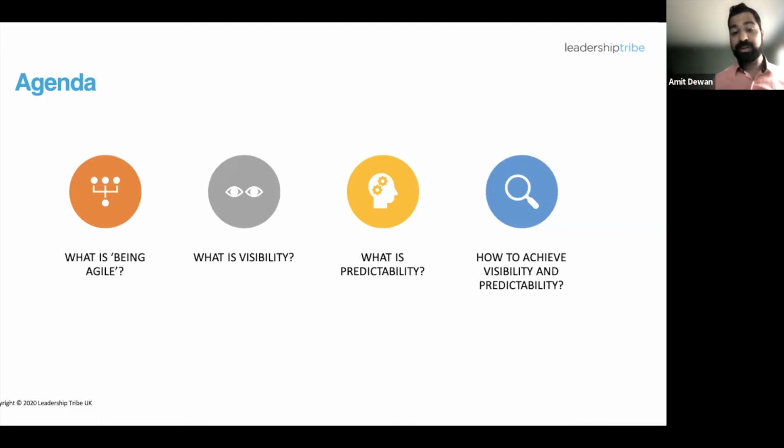And then what's predictability? Why is it important? Why should we care about it? Why should organizations care about it? So a lot about that. And then briefly, we'll talk about how to achieve visibility and predictability.